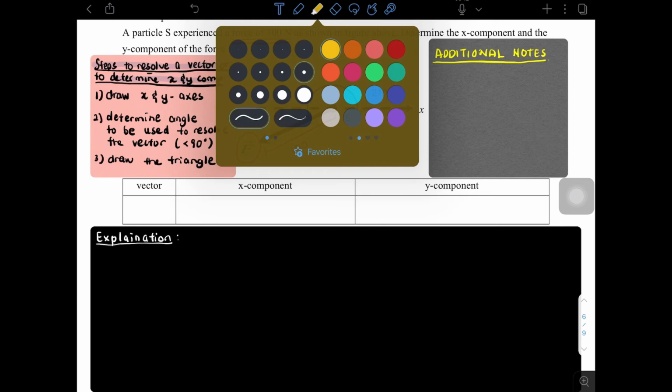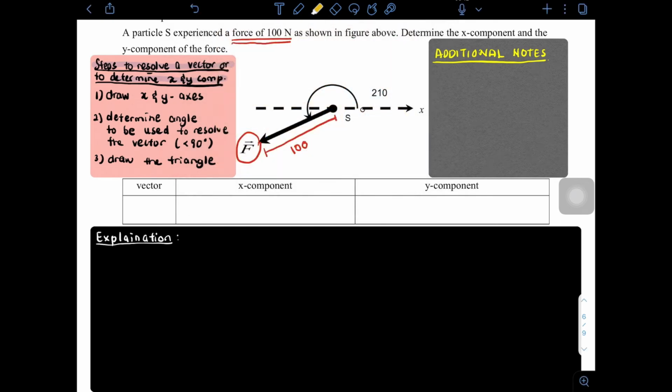The first step to determine the x and y components is to draw the x and y axis on the vector. So let's draw the axis: this is the y axis and this is the x axis. Next, we have to determine the angle to be used to resolve the vector. When we resolve the vector, we have to use an angle less than 90 degrees. After this, you will know why we need that angle. Here we have 210 degrees. Remember, find an angle close to the vector, less than 90 degrees.